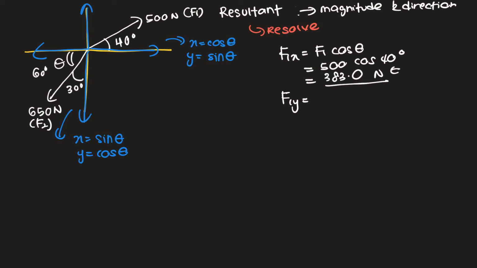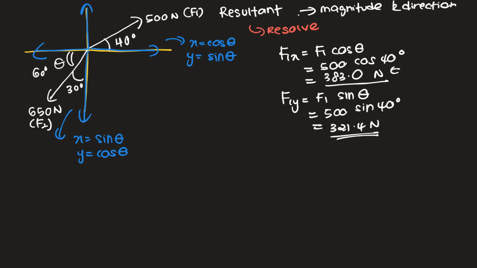F1y becomes F1 sine theta. So F1 is going to be 500 sine 40 degrees. Make sure that you're calculating in degree mode. Double check before you start your calculation. If not, all the calculations will be wrong. So you're going to get 321.4 Newton.